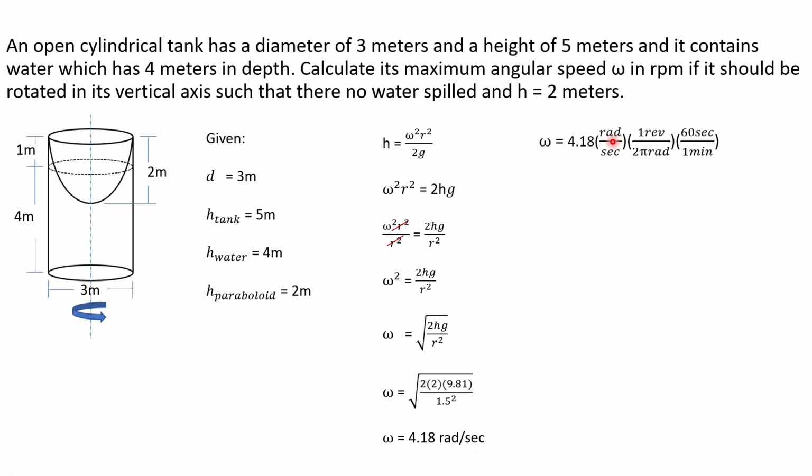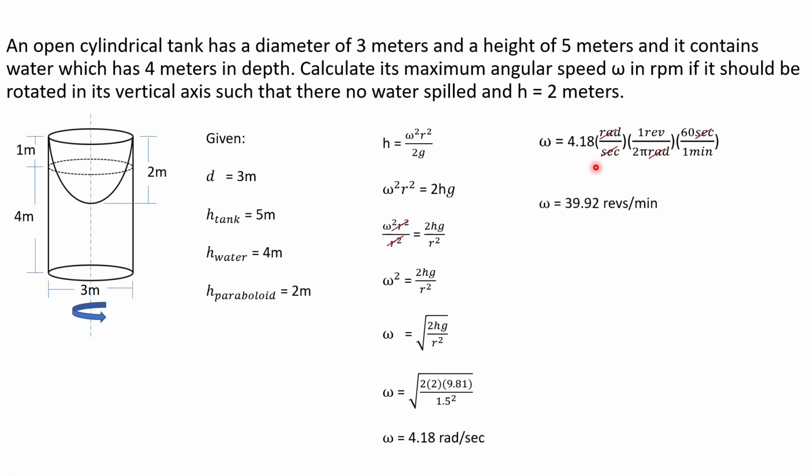And to convert rad into revolution, we need to multiply it by 1 revolution per 2 pi rad, and to convert seconds to minutes, we need to multiply it by 60 seconds per minute. And then we can now cancel this rad, and we can cancel these seconds, and what will be left is revolutions per minute.